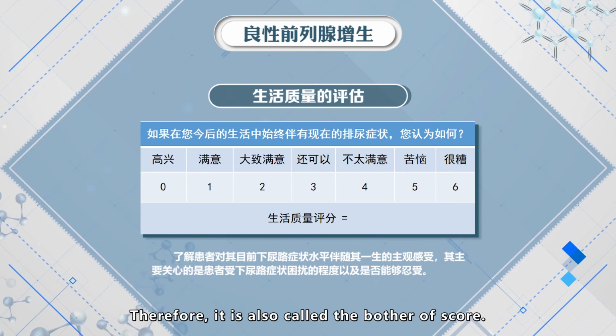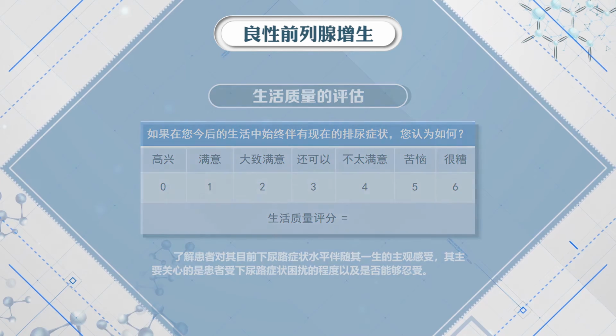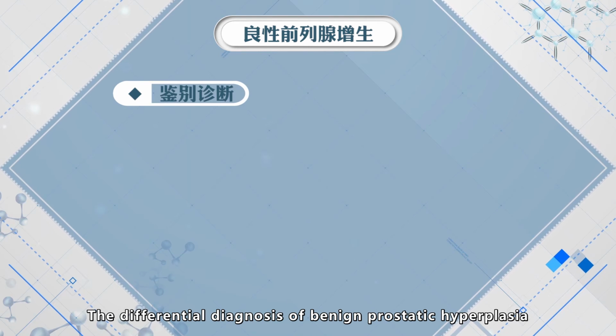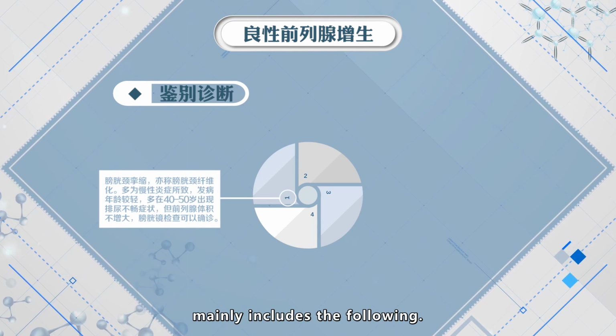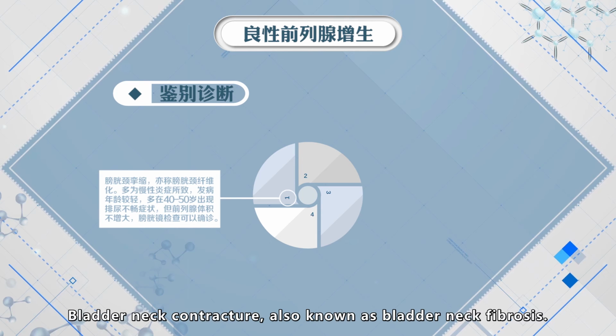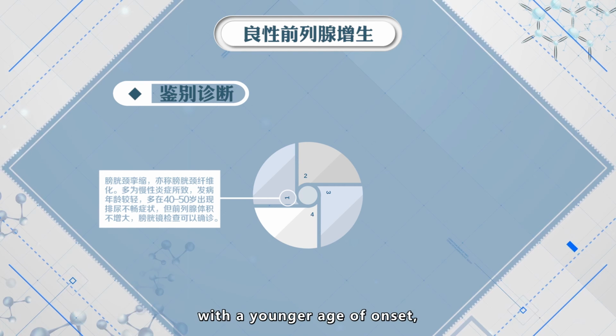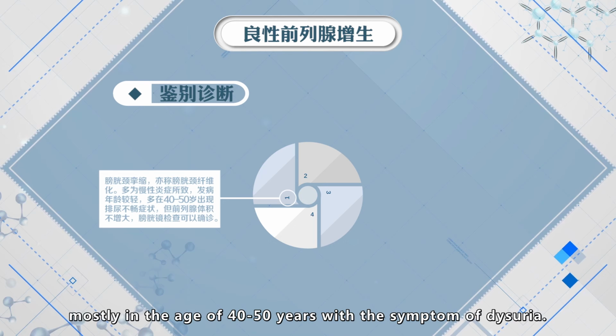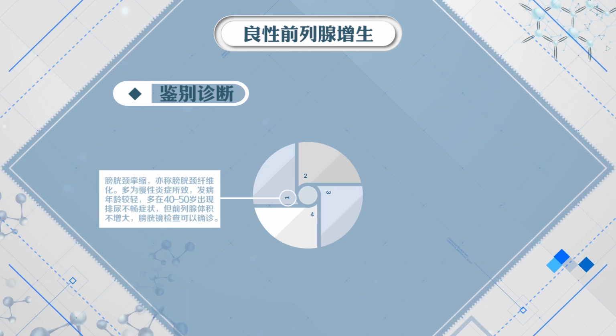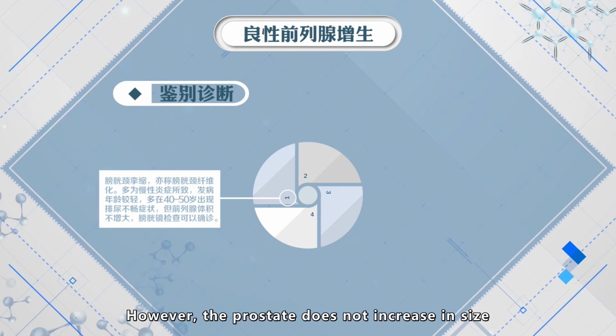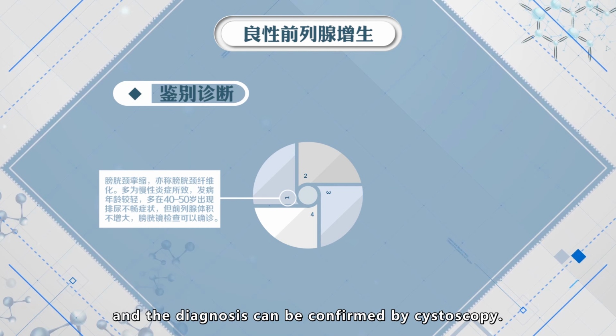Therefore, it is also called the border for score. The differential diagnosis of benign prostatic hyperplasia mainly includes the following: bladder neck contracture, also known as bladder neck fibrosis. It is mainly caused by chronic inflammation of the bladder neck, with a younger age of onset, mostly in the age of 40 to 50 years, with the symptoms of dysuria. However, the prostate does not increase in size, and the diagnosis can be confirmed by cystoscopy.